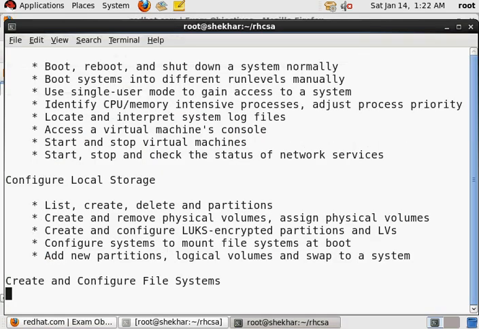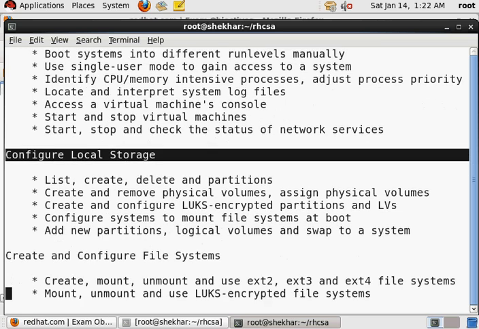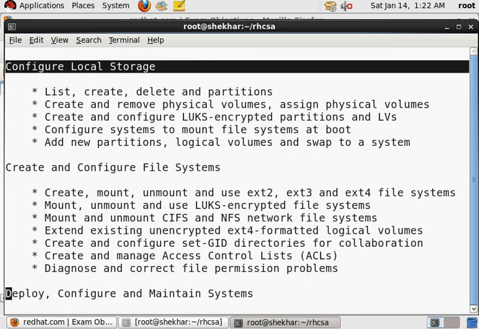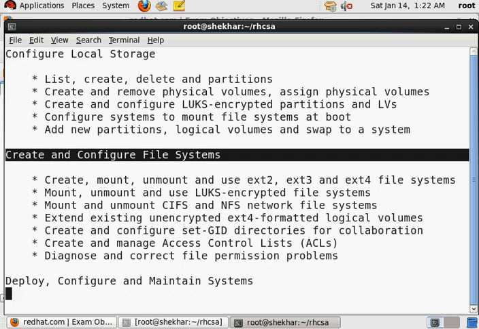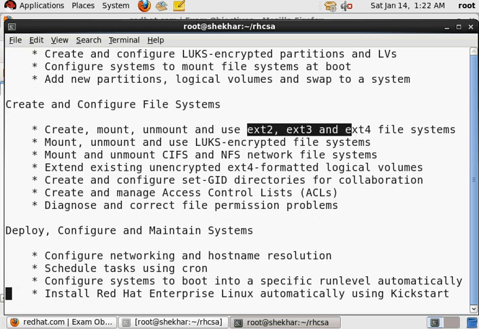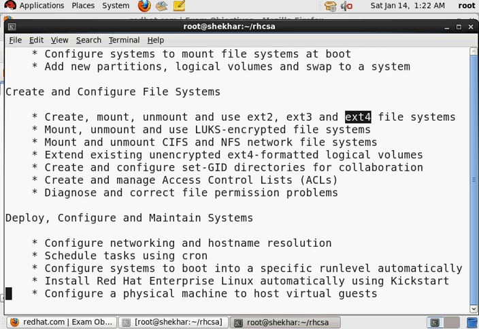As you can see, configuration of local storage is one of the major objectives there. They also talk about configuration of the file systems. Their main focus is on various types of file systems: ext2, ext3 and ext4. Excuse me for the pronunciation there. Those are the different types of file systems, but recently the ext4 file system is the most prevalently used, and that is what we will be using in our discussion also.